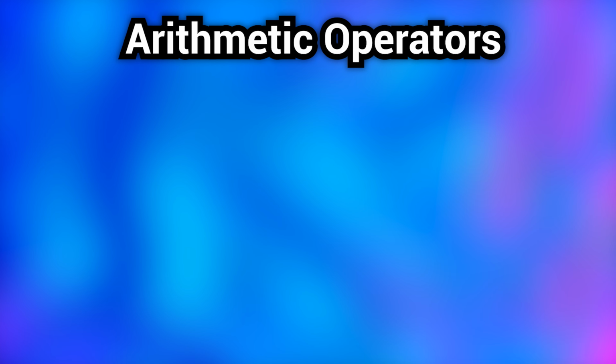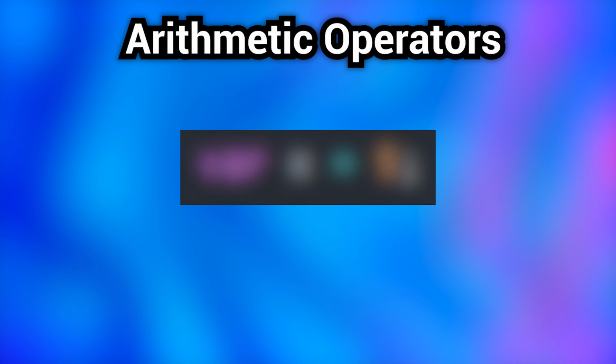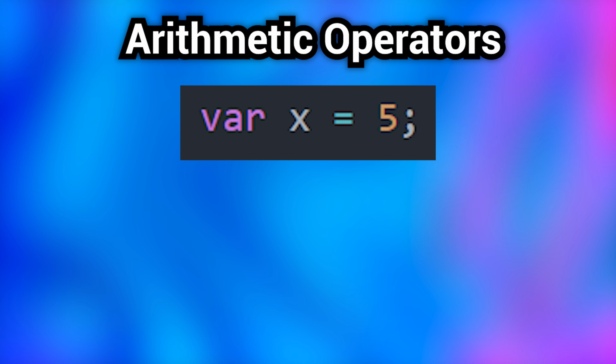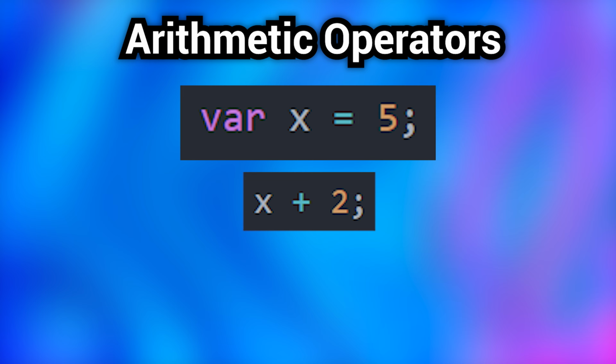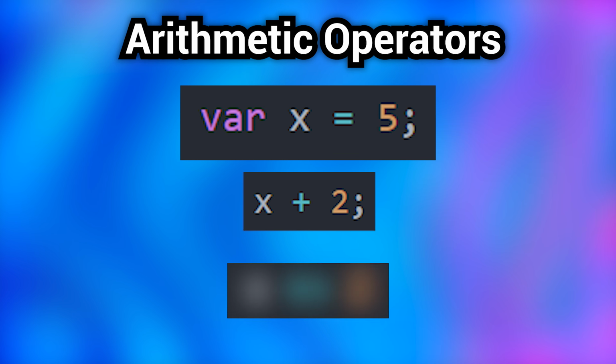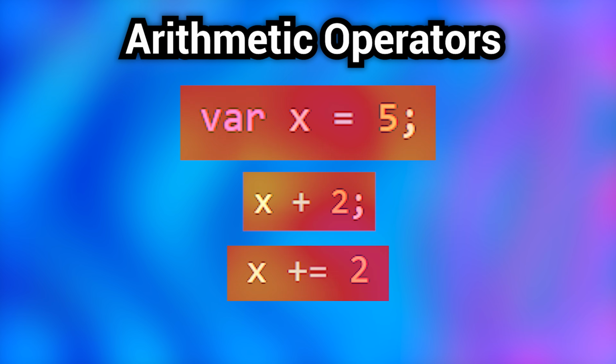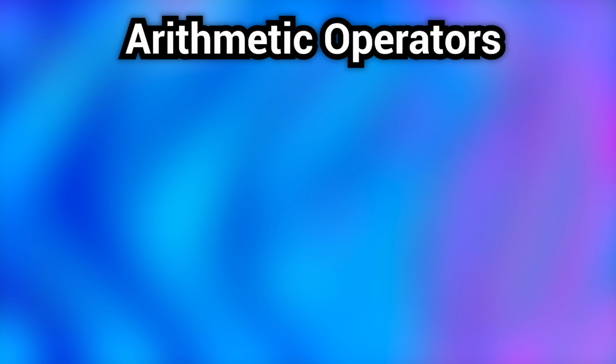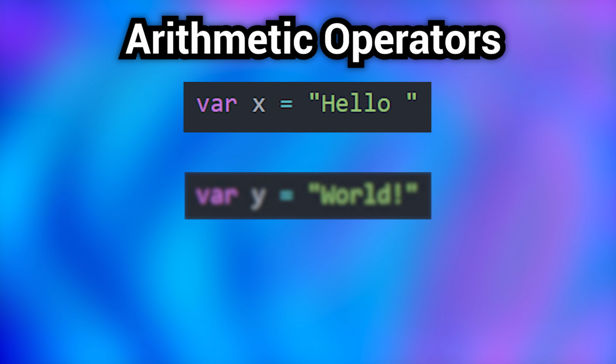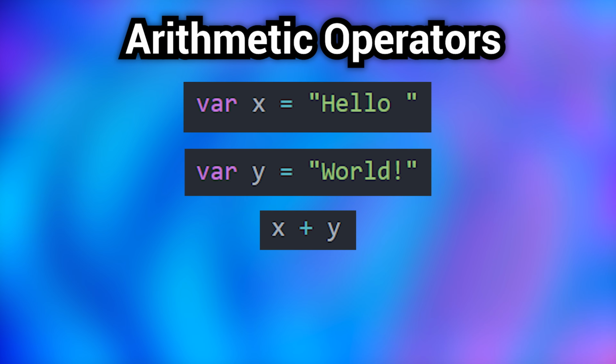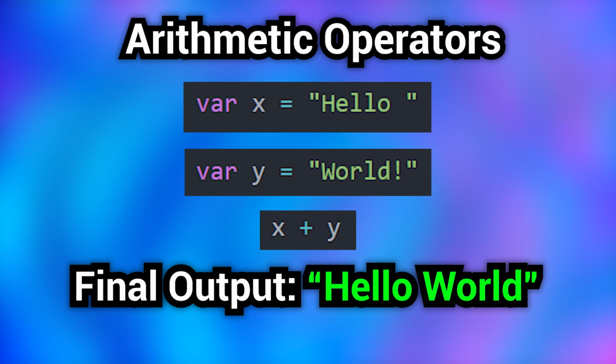In JavaScript, we have a load of arithmetic operators. This is just like maths. So if we have a variable x which is equal to 5, and we say x + 2, we will get 7. Similarly, if we said x += 2, we would also get 7. The addition operator can also be used to combine two values together. So if we have x is "hello" and y is "world", we can say x + y, which returns us "hello world".